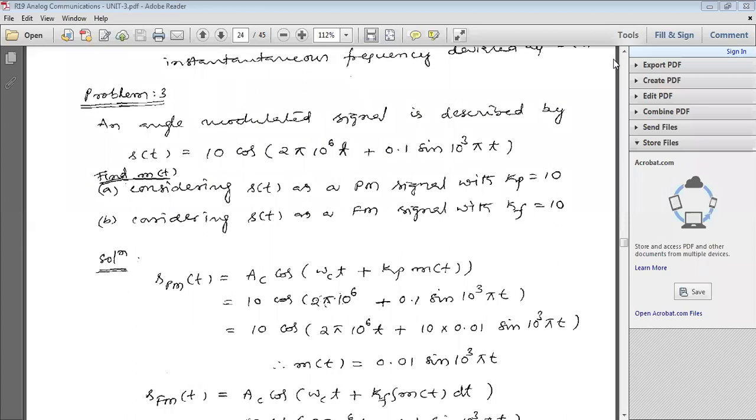In today's class, we'll discuss some more problems. After that, we go to FM generation techniques. So now, the next problem.